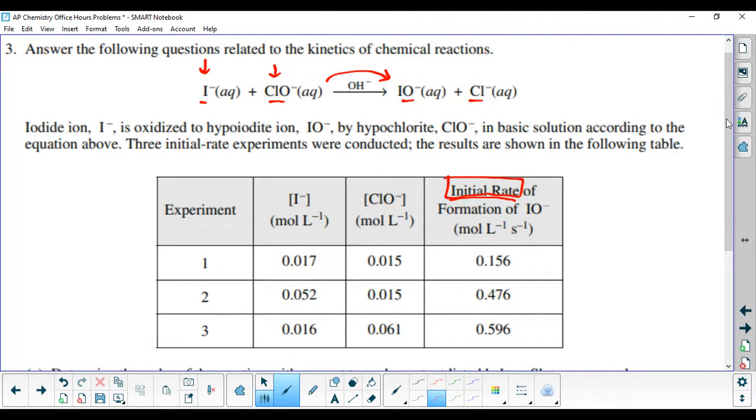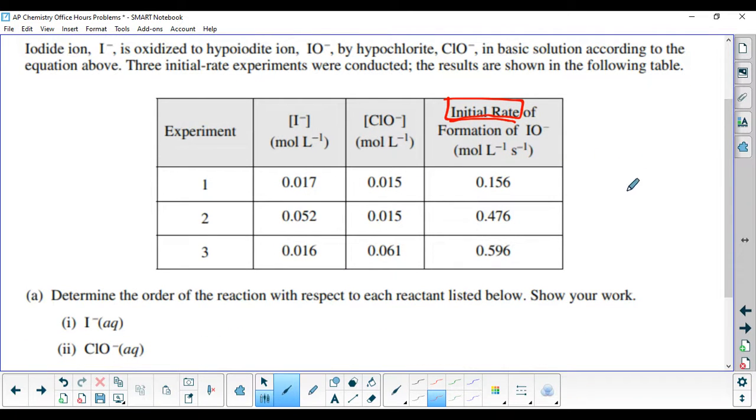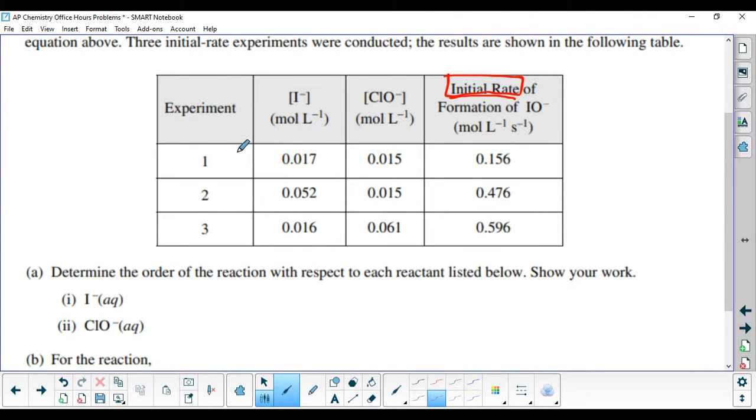For this, you probably remember how to do these problems, hopefully. You want to choose two different experiments where one reactant doesn't change, so ClO minus does not change from experiment 1 to 2, but the iodine does. We look at the factor of change. 17 times 2 would be 34, times 3 would be 50, so this is about times 3, approximately. And you don't have to be perfect for that.